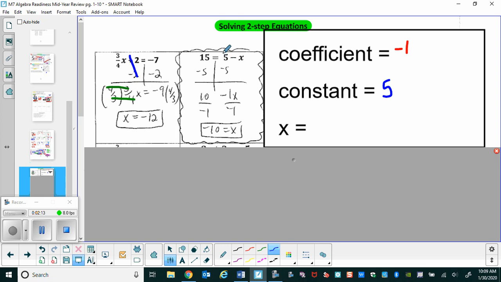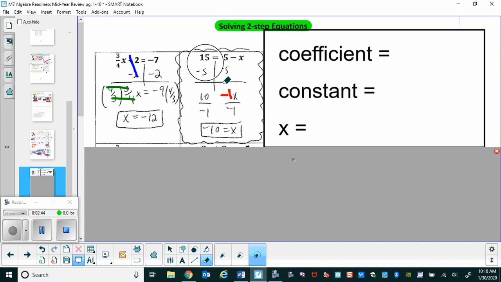So 5 minus 5 is 0. And we still have this -1. Don't forget that if you have a minus x, you technically have a -1 with your x, so that's the coefficient. And over here, 15 minus 5 is 10. Now when we divide both sides by that -1, we're going to get -10 for x. So this problem is technically a two-step because the coefficient is negative, and we want the coefficient to be a +1. So we have to divide both sides by this negative for this coefficient to be a +1.